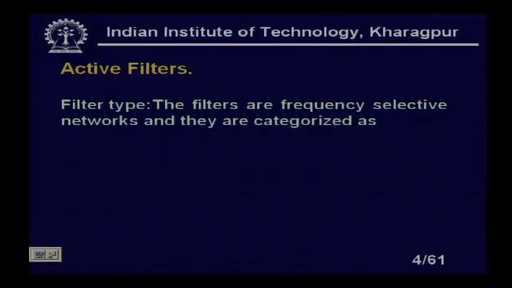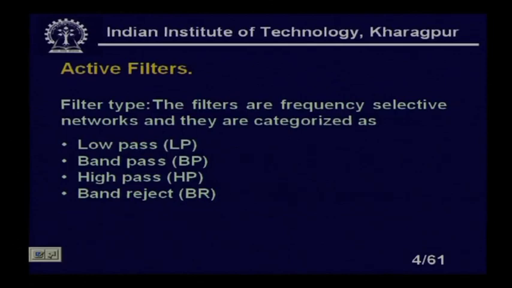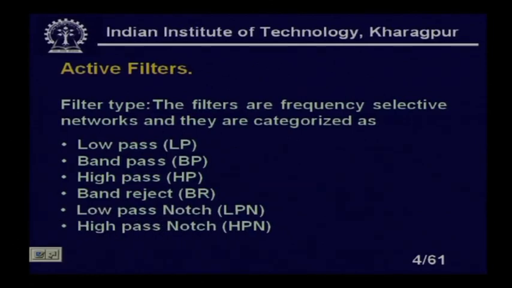Now, filter types: filters are frequency selective networks, and they are categorized as low pass, band pass, high pass, band reject, low pass notch, and high pass notch. These are the typical classes of filters you will get. Also, we have the delay equalizers or all pass filters, which are also a class of filters that will be discussed later on.